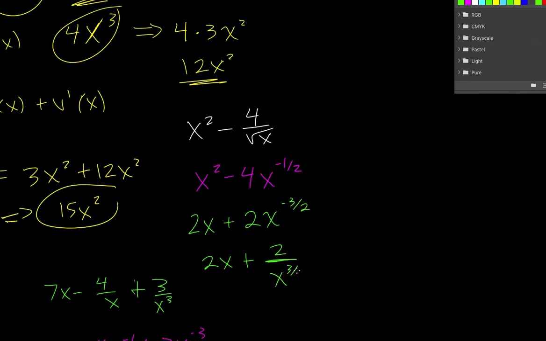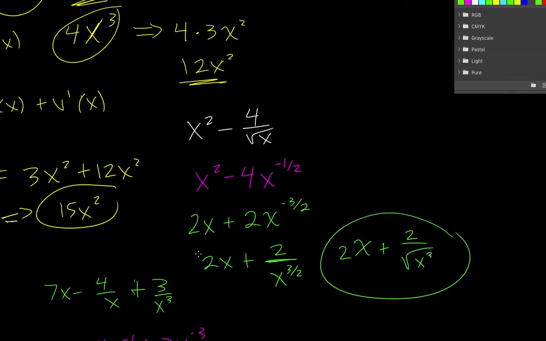Okay, now we don't want those negative exponents, so we get 2x, and then 2 over x to the 3/2, and then we could even take that a little bit further and say 2x plus 2 over the square root of x cubed. So either of those will work for me. I don't really care which one you do, but just do one of those.